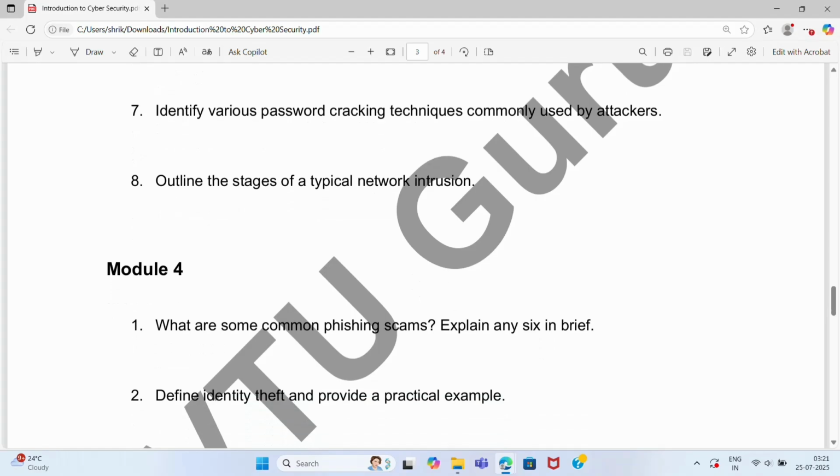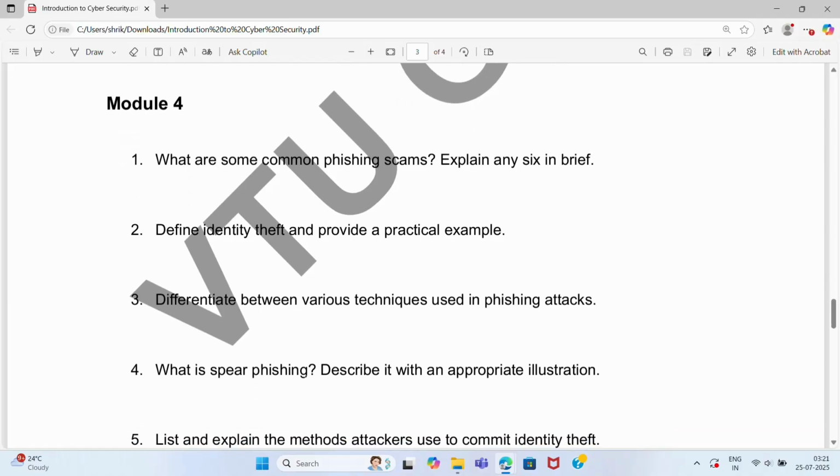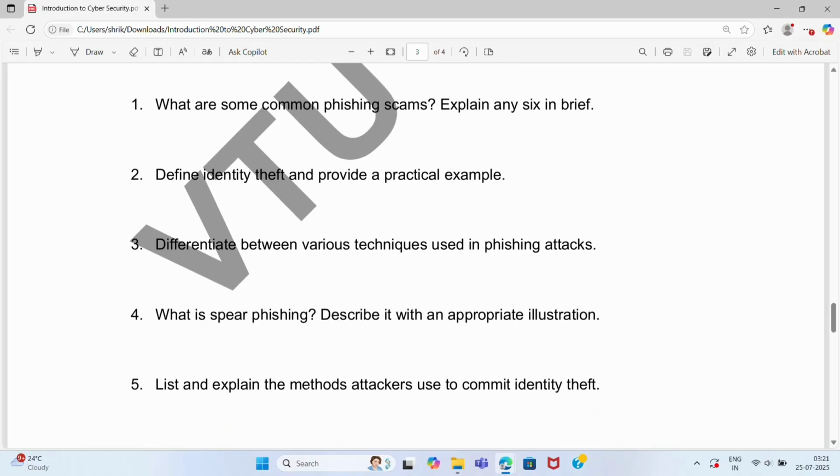Explain any 6 in brief. Define identity theft and provide a practical example. Differentiate between various techniques used in phishing attacks. What is spear phishing? Describe it with an appropriate illustration.